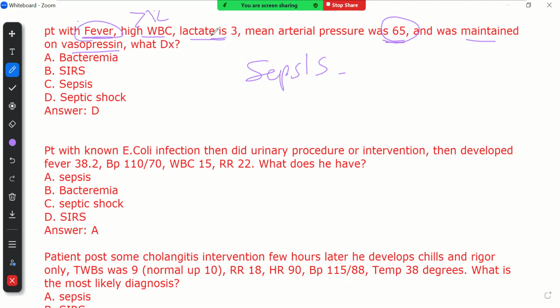But the main concept to say septic shock is that the blood pressure is low and we maintain it using vasopressor. Another term they can use in the exam is refractory hypotension. Refractory hypotension means that they give more fluid and the blood pressure is still low.